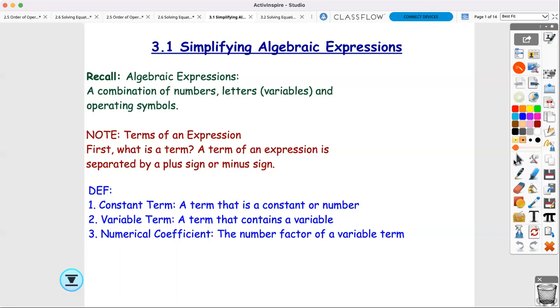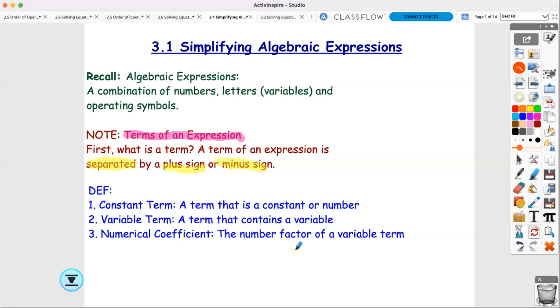Now take a look at this note where it says terms of an expression. Terms of an expression pretty much means, what is a term, right? Well, a term of an expression, they're separated by a plus sign or a minus sign.